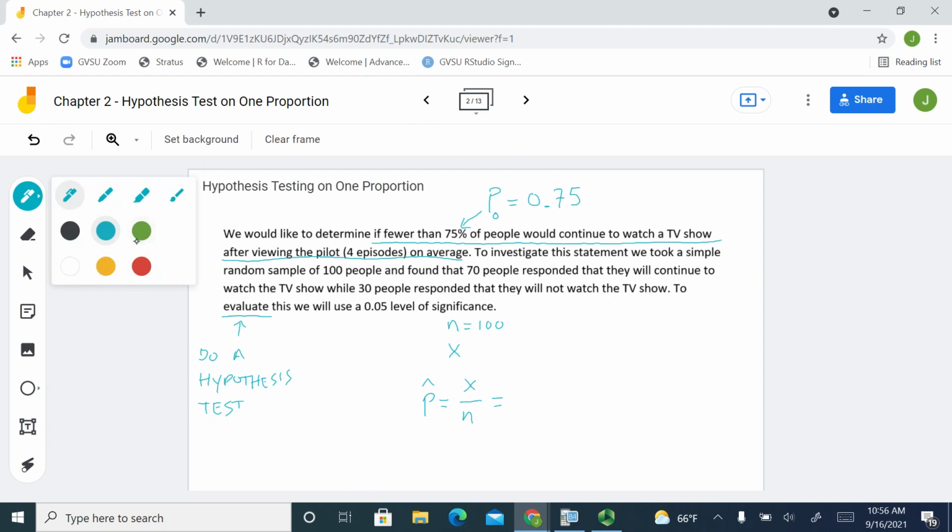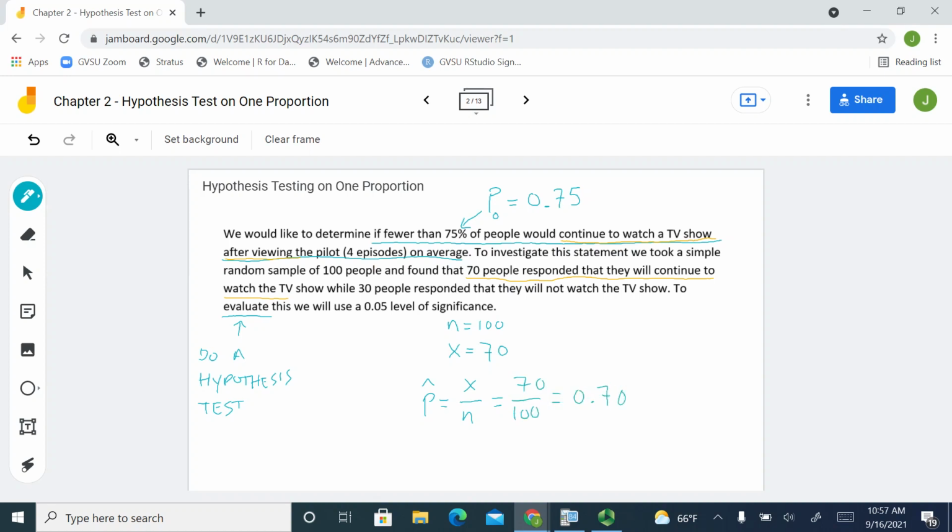Now this is really important. When we're talking about this population proportion, remember this 0.75 represents people who would continue to watch the TV show. And when we talk about the sample, we need to make sure that the values for the sample match up with what we're trying to study in the population. And in here it says 70 people responded that they will continue to watch the TV show. So that way we have the same group that we're comparing right there. We would not want to use the 30 because those are individuals that will not watch the TV show. So our value of X in this example is going to be 70. So we have 70 divided by 100, which is 0.70.